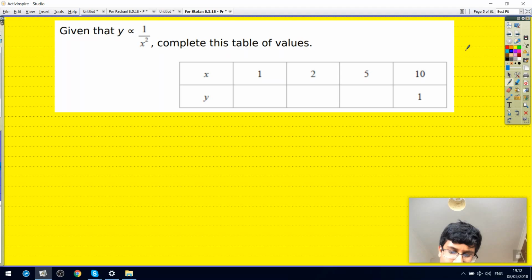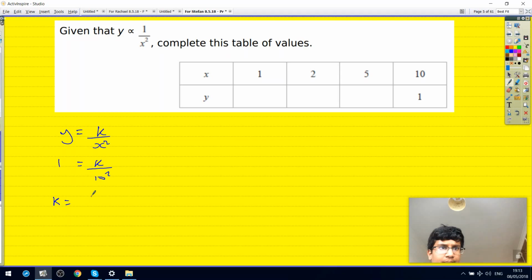And how did you get that? Because y is equal to constant over x. Oh yeah, we need to find the constant first, don't we? Yeah. So then y would be k over x squared. So it would be k over 10 squared. So k over 10 squared is 1, so then k is just equal to 1,000. 10 squared? Oh, sorry, it's 100.